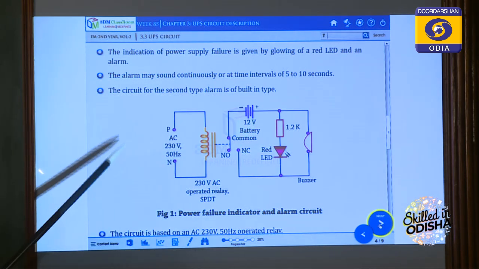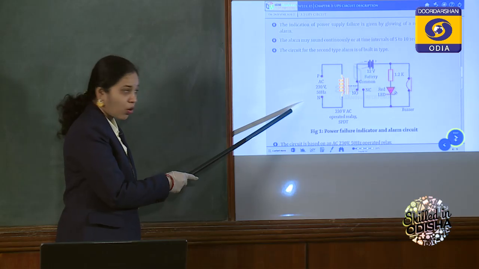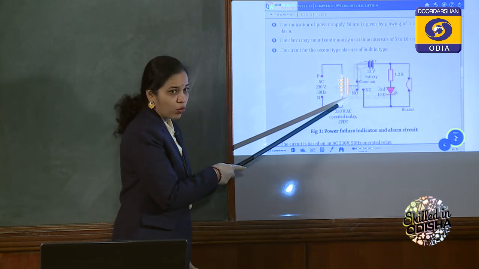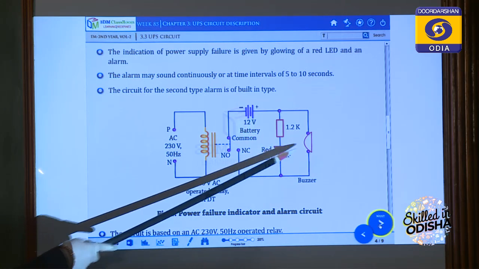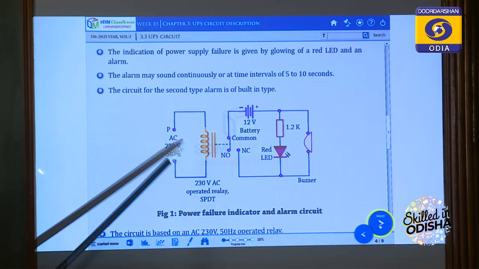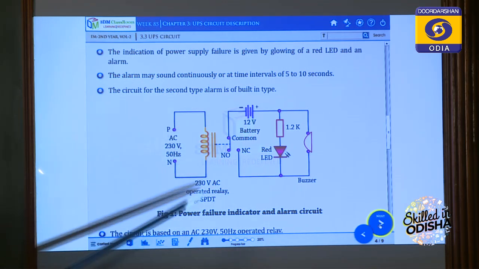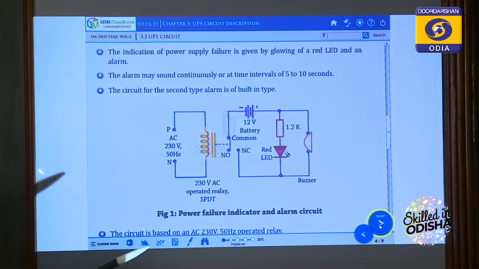So when the AC main supply is on, our common is connected to NO. So this LED light and buzzer circuit is disconnected, and when continuous power is coming to the UPS, when the main supply is on, at that time the LED and buzzer are not working.